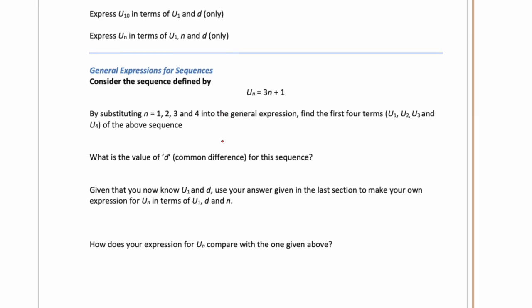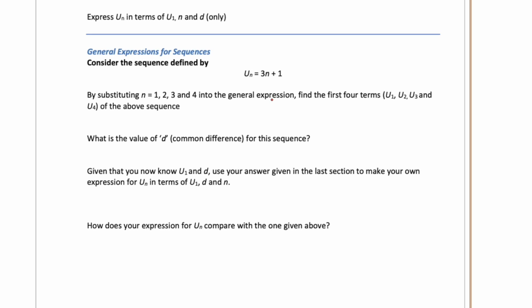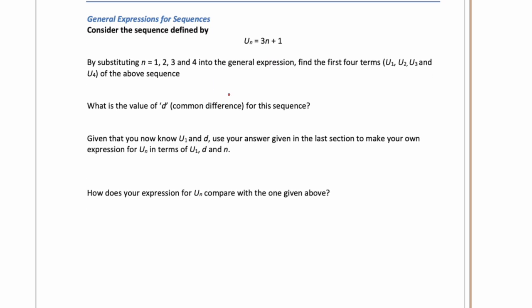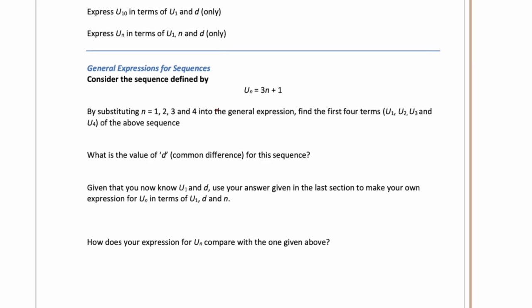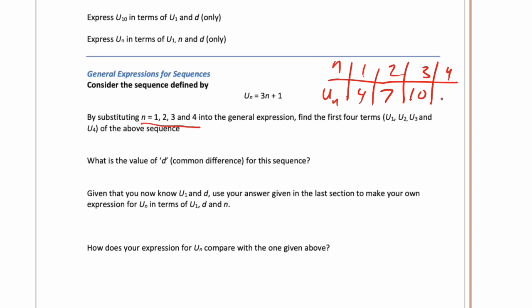Sometimes we're given a simplified expression, and we have to figure out some other information. It's asking us here to sub in 1, 2, and 3, so let's do it like this. Let's make an organized table: 1, 2, 3, 4. I substitute 1 into this expression, I get 4. Substitute in 2, and I get 7. So you can see this is arithmetic, which makes sense. This is like the equation of a line with a slope of 3, so it's going up by 3 each time. So it's going to give you an arithmetic sequence.